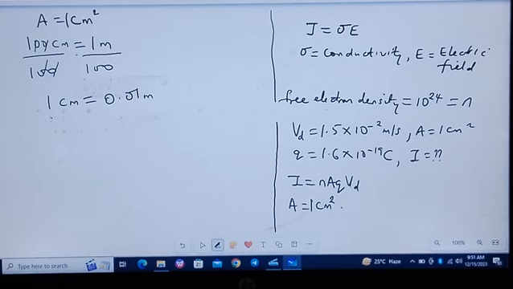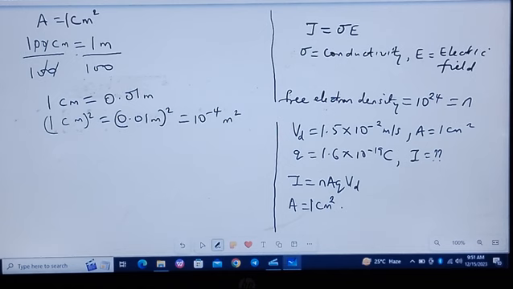So 1 centimeter squared will be equal to 0.01 meter all squared. If you do this, this will give you 10 raised to the power minus 4 meter squared. So we have been able to convert to meter squared.